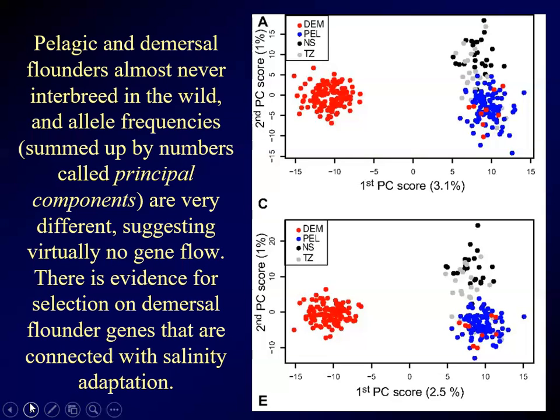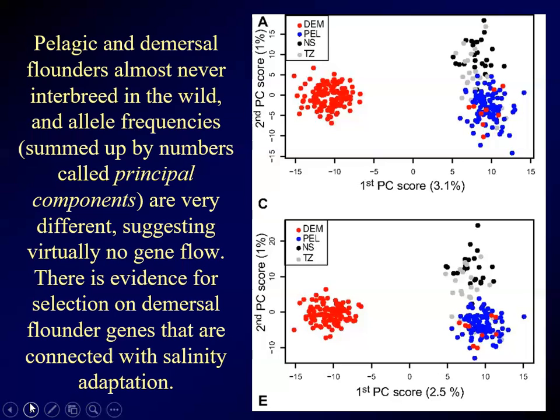And they've done this here with allele frequencies. You can see those red dots, if you look at diagram A, where the second principal component score is graphed against the first principal component score. What those numbers mean is that if you take a bunch of allele frequencies of different flounder population types, the frequencies over a very large number of those alleles are very different between demersal flounders, which are shown as the red dots, and pelagic flounders, which are shown as the blue dots.